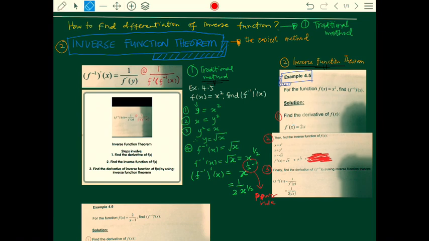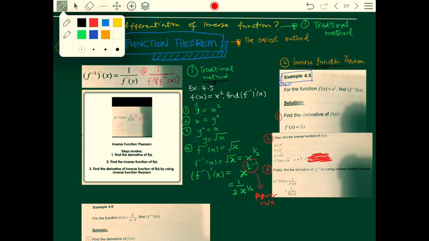Okay, according to this step here, we need to find the derivative of f(x). So f(x) is here. What is the differentiation for this, or the derivative of it? You just differentiate as usual, it becomes 2x. Then, following the second step, we find the inverse function of x. I have just explained how to do this, so our final result is this one, x to the power of half.